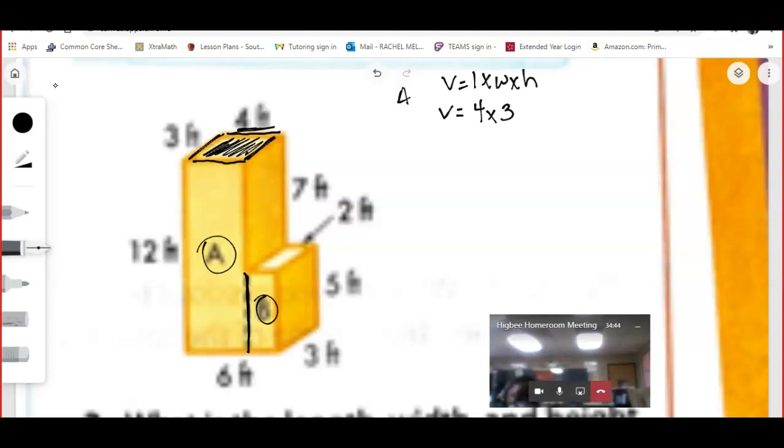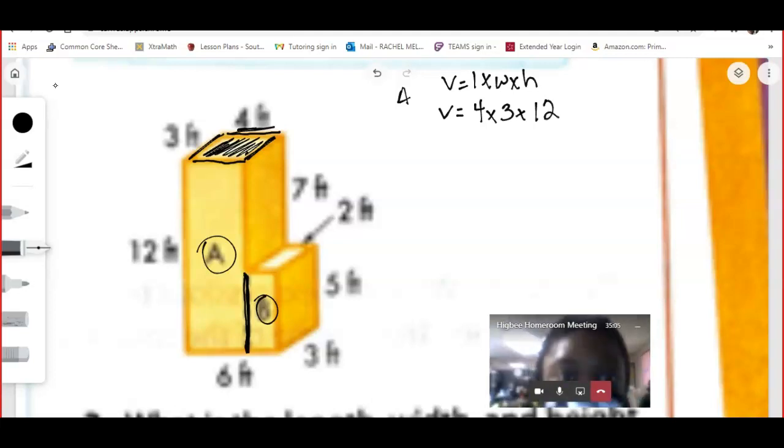So then what would my height be? 7. Oh, but we're doing the whole shape. Look at where this is cut up. You're right, Rita. It would be 12, isn't it? Because look, we want this whole thing, right? So this time I do want this whole 12.